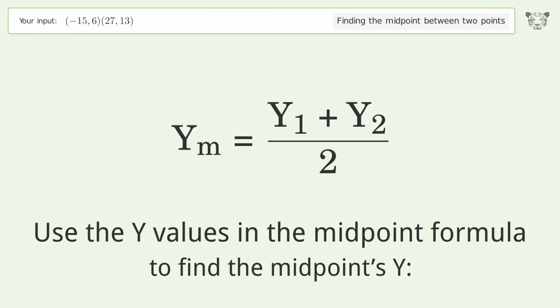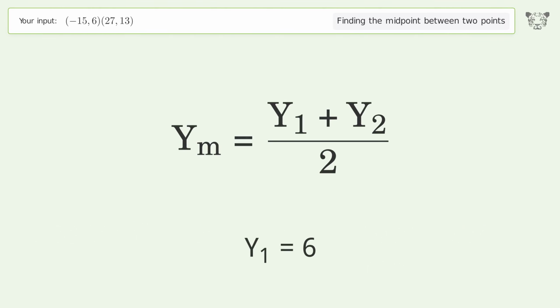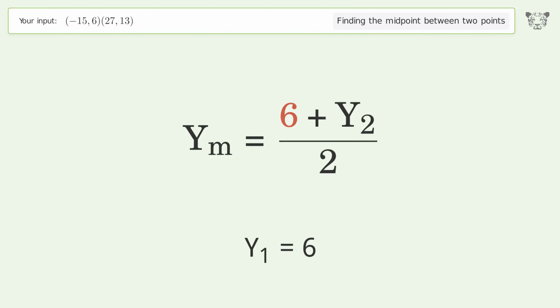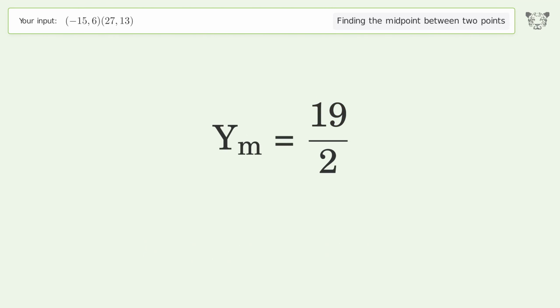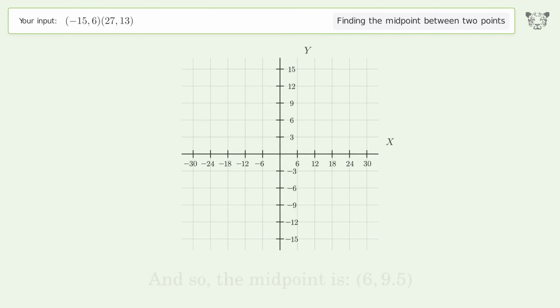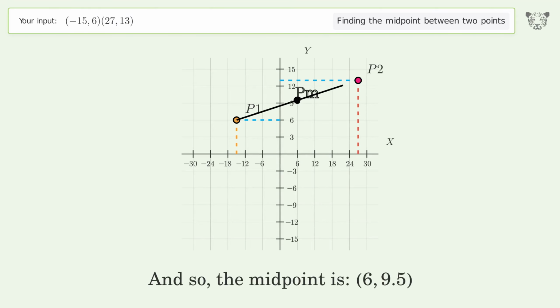Use the y values in the midpoint formula to find the midpoint's y. y1 equals 6. y2 equals 13. Simplify the arithmetic. And so, the midpoint is 6, 9.5.